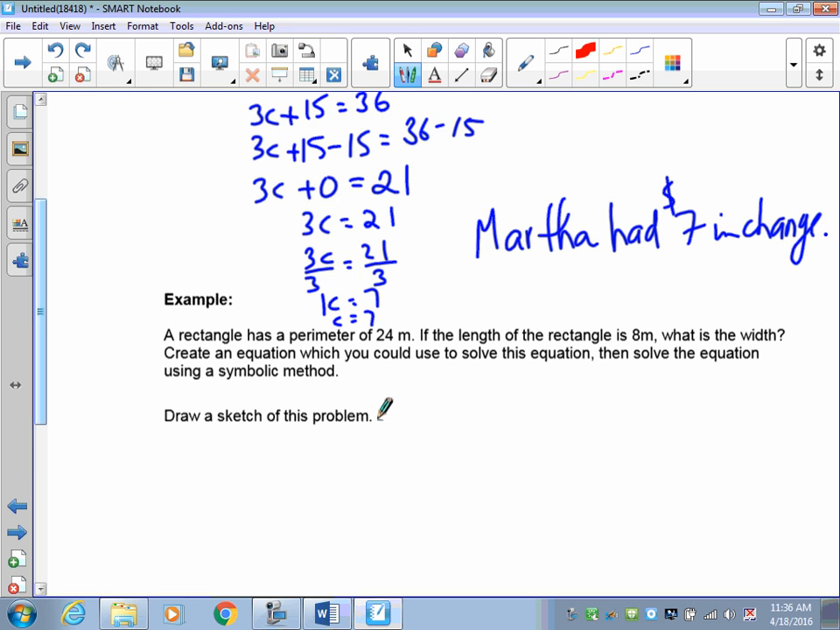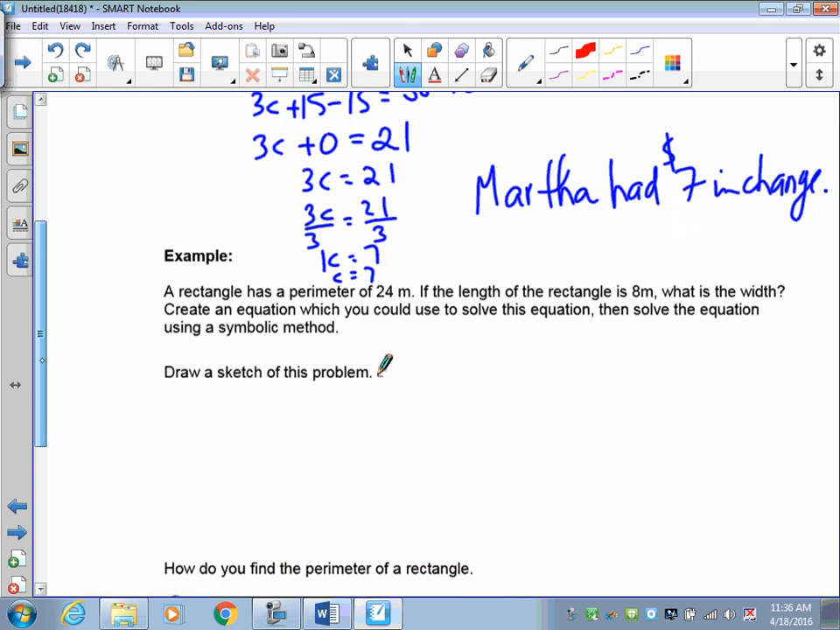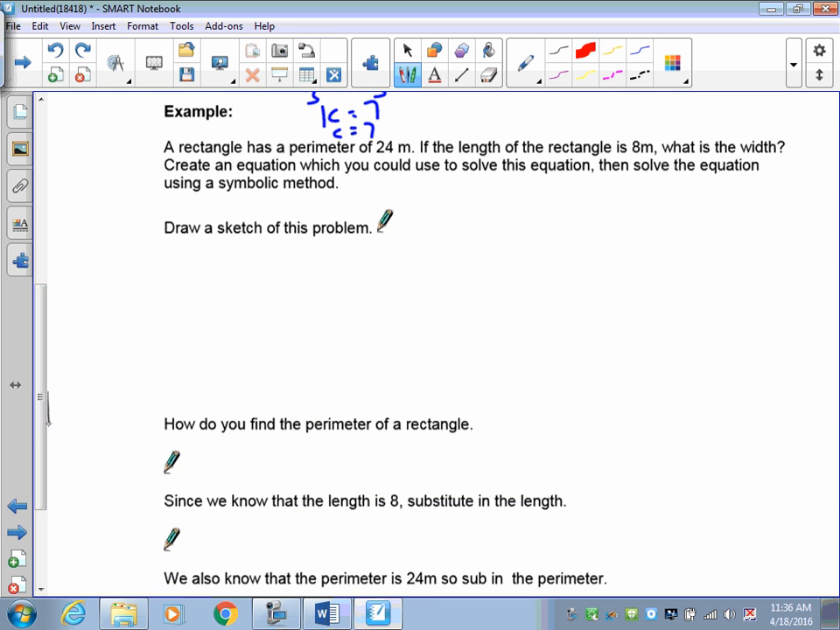Okay, let's take a look at the next one. A rectangle has a perimeter of 24 meters. If the length of the rectangle is 8, what is the width? Create an equation you could use to solve this. Then solve the equation using a symbolic method.